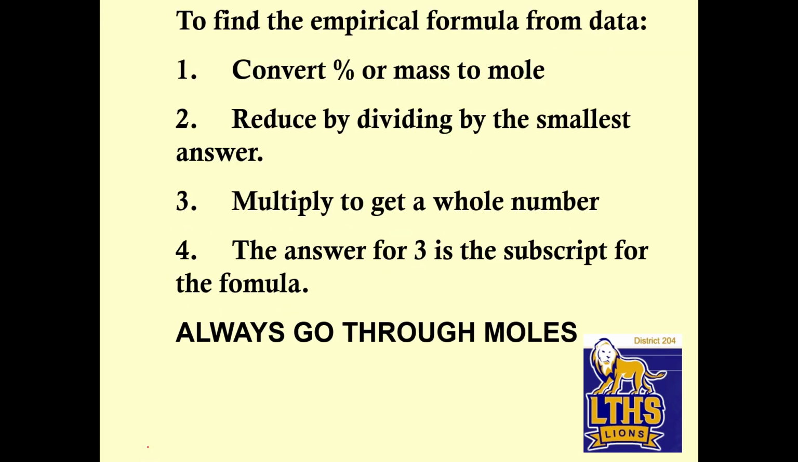Find the empirical formula from data. So make sure you can do this. Notice, always go through moles. Reduce by dividing by the smallest answer. So if I have 0.8 and 0.4, and I want to make them whole numbers, I can divide by the smallest. And the smallest one will always give you 1, and the other will have to be bigger than 1.